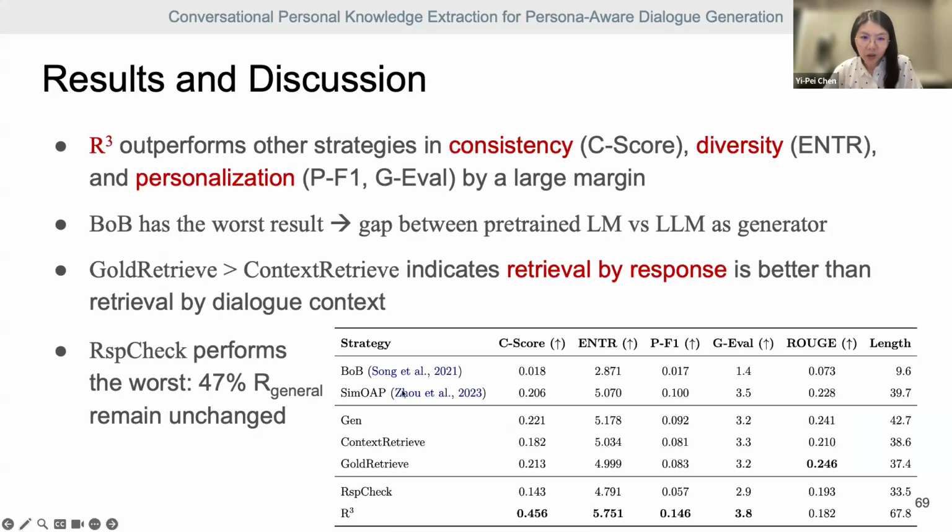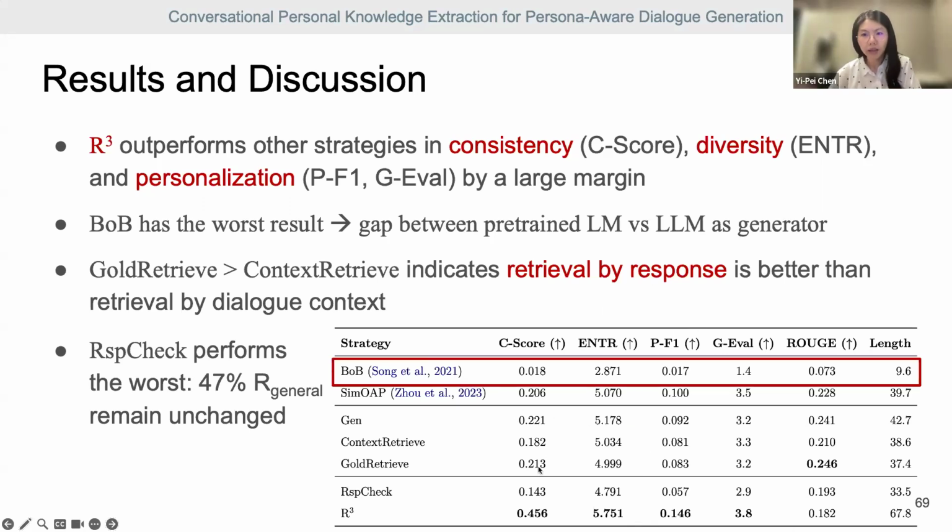So here is the final result table. We can see that our proposed strategy outperforms other strategies in consistency, diversity, and personalization by a large margin. This BOP is the method with refinement based on the BERT model. And I think the results demonstrate the gap between using a pre-trained language model or an LLM as a generator.